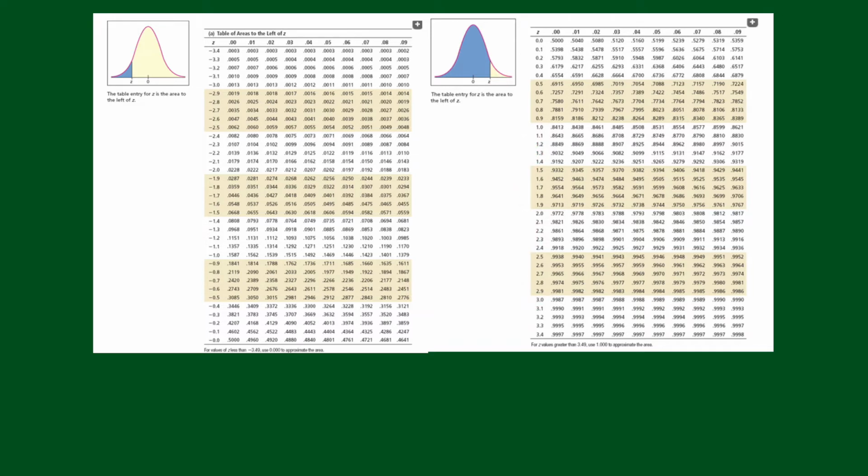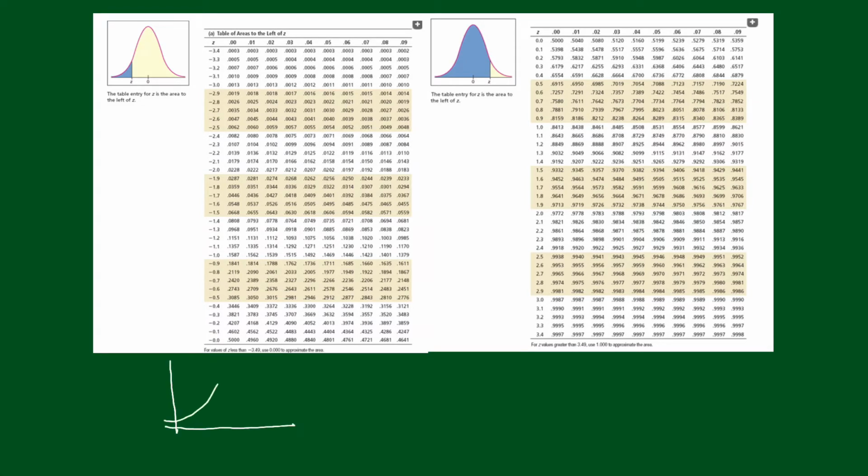The z values are given to the ones place over here. Now you can find the second decimal place over here. And then here's the area. So here's how this is going to read. Now I'm going to draw a picture. Here's how to read our table. Suppose we're looking for this.